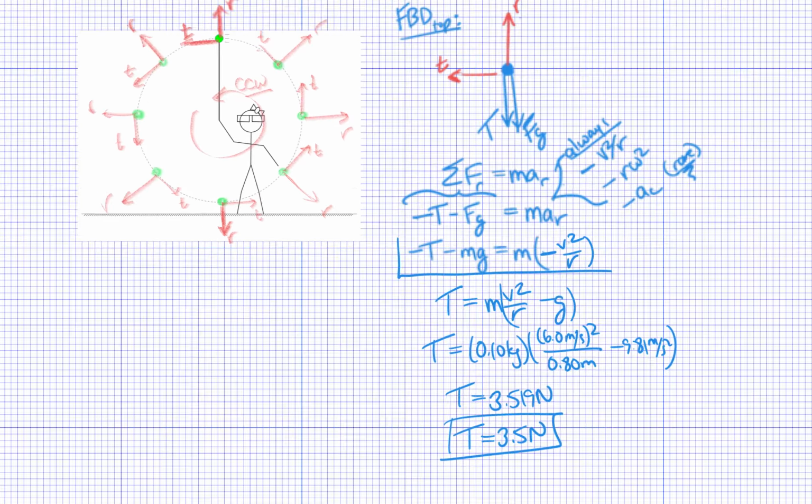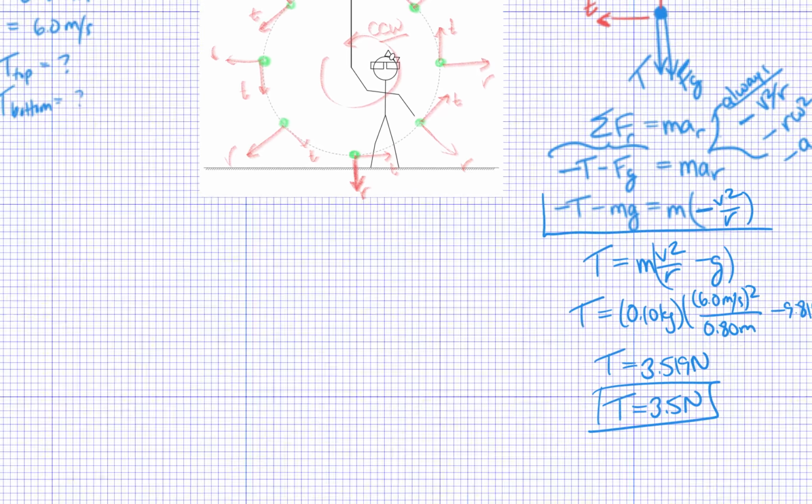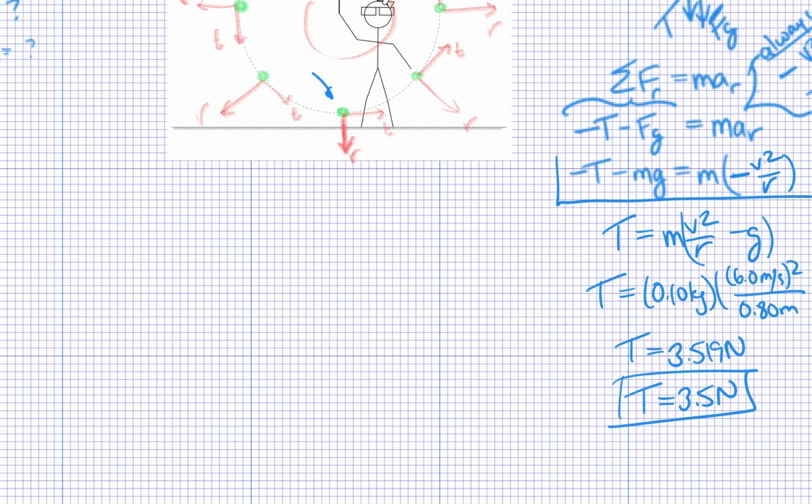Now we're going to do the exact same procedure, but we're going to do it on the bottom. So at the bottom, we're going to have a free body diagram again. Again, the system is just a dot, and we need the radial direction. We're at the bottom, so the radial direction is out from the center, which means the radial direction is down. And the tangential direction, because we're going counterclockwise, is going to be to the right. So we'll put a little t right there.